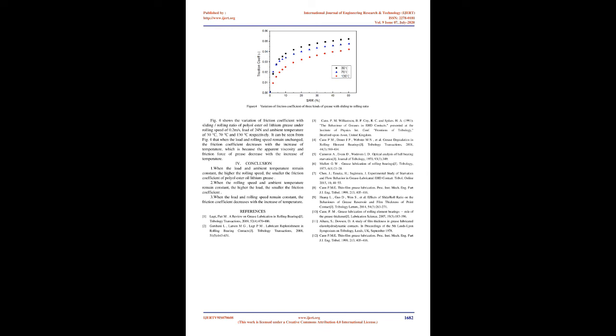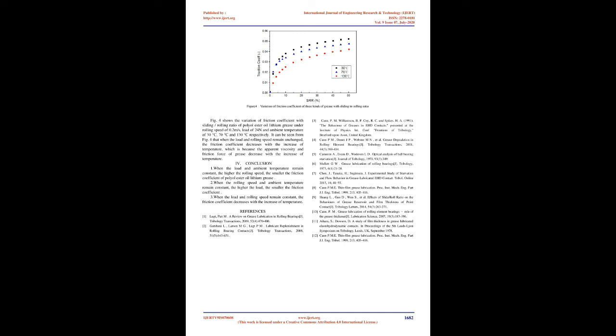Figure 3. Variation of friction coefficient of 3 kinds of grease with sliding to rolling ratio. Figure 3 shows the variation of friction coefficient of polyol ester lithium grease with sliding to rolling ratio when temperature remains constant. The greater the load, the smaller the friction coefficient. This is because the greater the load, the greater the friction resistance of the contact surface. The ambient temperature is 30, the rolling speed is 0.2 m/s, and the load is 24 N, 38 N, and 70 N respectively. It can thus be found from Fig 3 that when the rolling speed and ambient temperature remain constant, the greater the load, the smaller the friction coefficient.